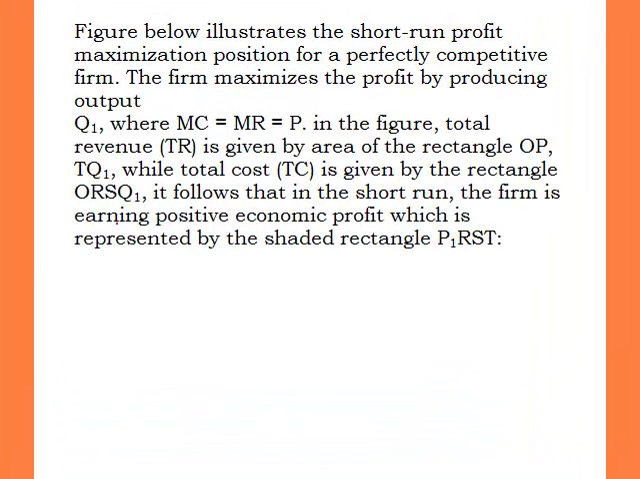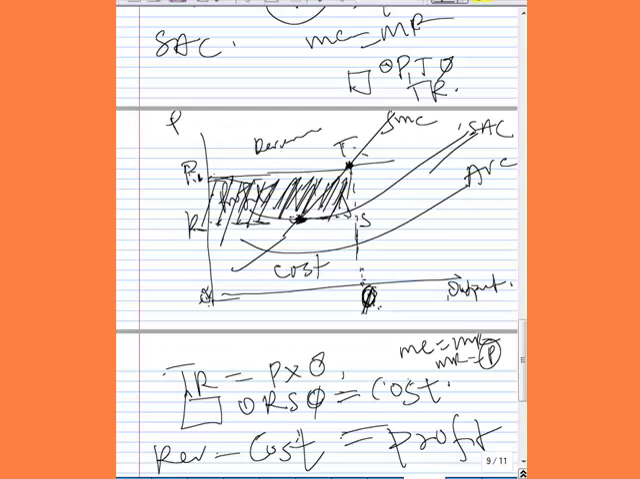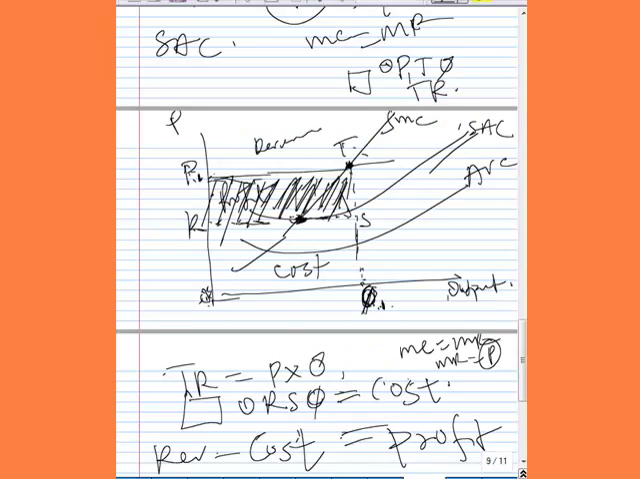So the figure that we show illustrates the short run profit maximization position for a perfectly competitive firm. The firm maximizes profit by producing output Q1, where marginal cost is equal to marginal revenue, which is equal to price. I've shown it to you in the figure. Total revenue is given by the area of the rectangle OP1TQ1. This is Q1. While total cost is given by the rectangle ORSQ1. Look at it.